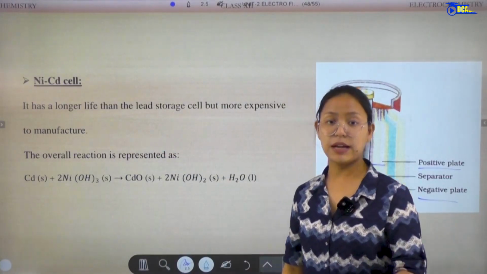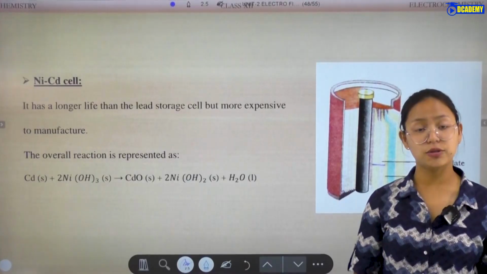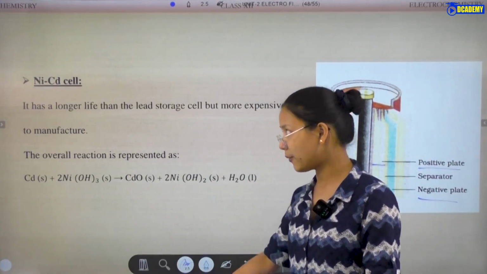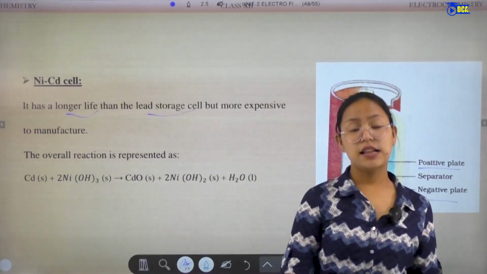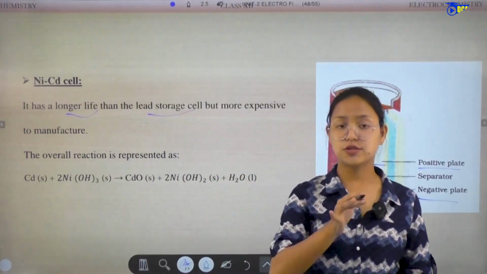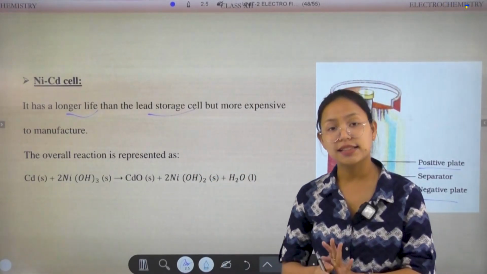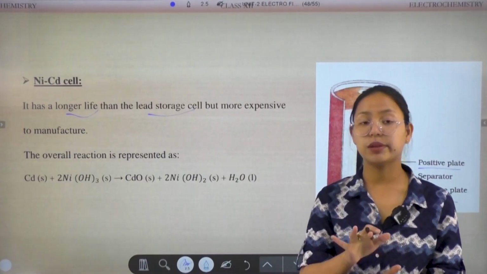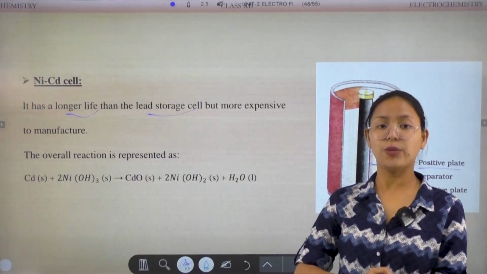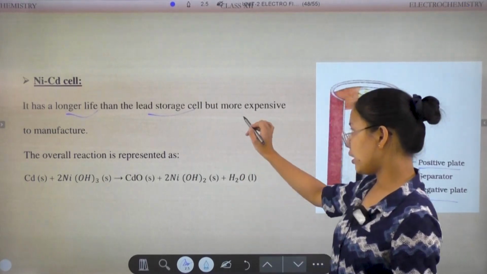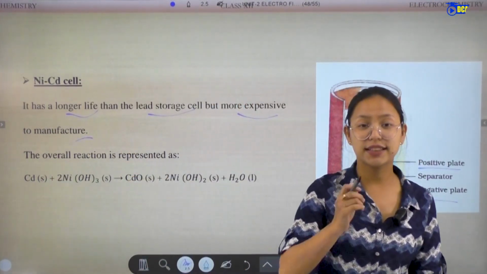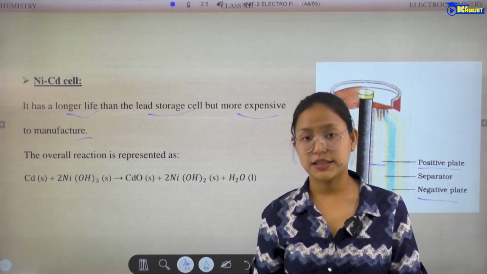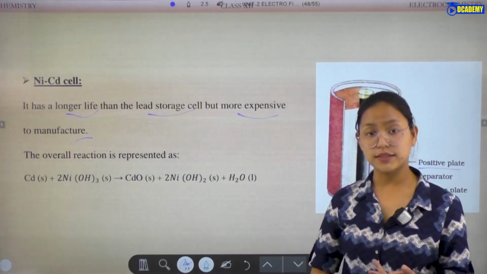So in the nickel cadmium cell, we see which is the cathode and which is the anode. It has longer life than the lead storage battery, so nickel cadmium cells are long lasting, but more expensive to manufacture.